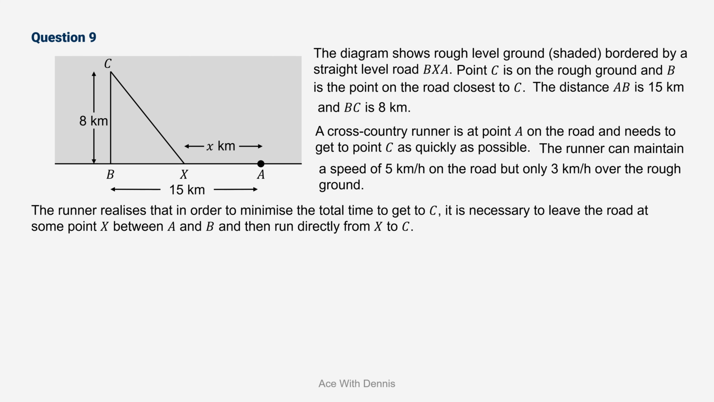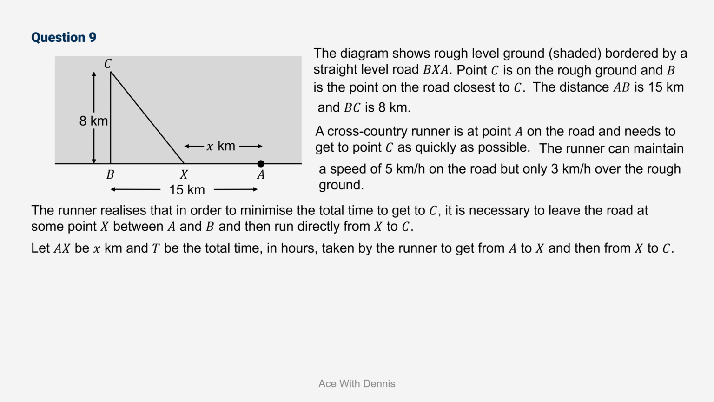The runner realizes that in order to minimize the total time to get to C, it is necessary to leave the road at some point X between A and B and then run directly from X to C. Let AX be x kilometers and T be the total time in hours taken by the runner to get from A to X and then from X to C. A. Show that the time T equals x over 5 plus the square root of x squared minus 30x plus 289, all over 3. 3 marks.